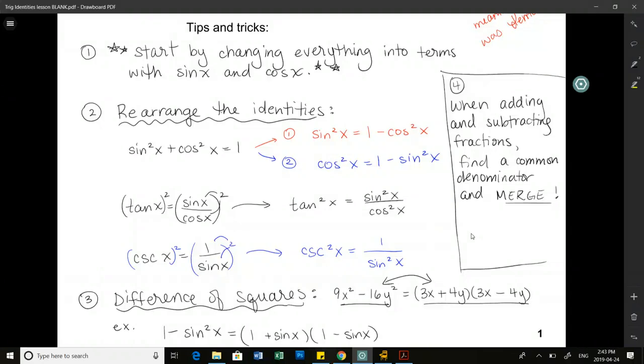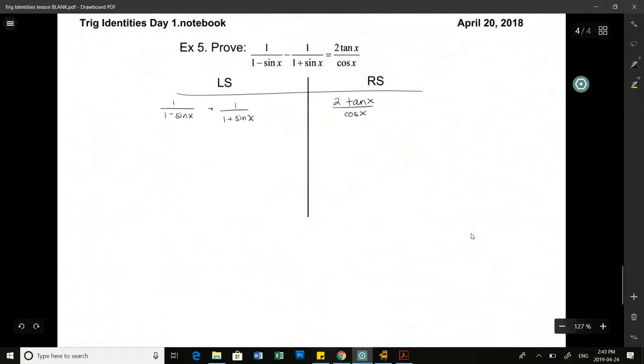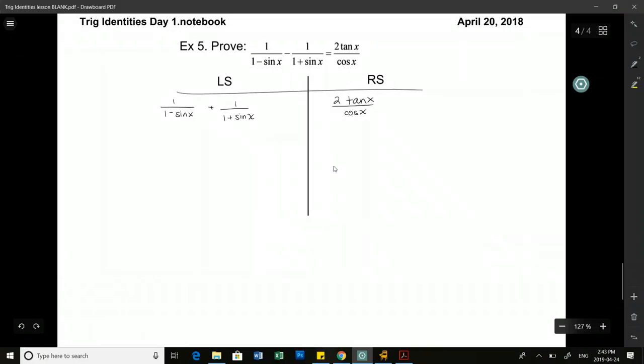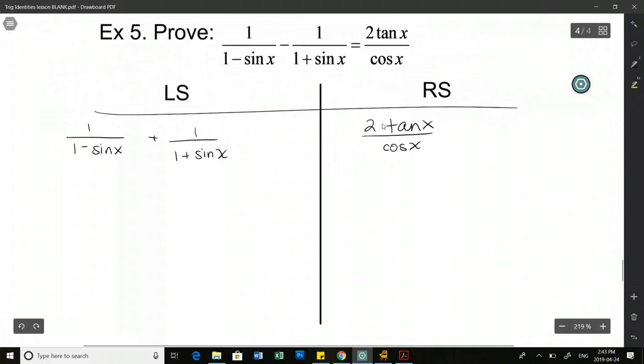Okay, so let's skip down to the bottom. Is everyone okay if I scroll here? We're okay? Okay, so first things first, do we have everything in terms of sine and cosine? No. Okay, so I'm going to start over here. What can we do to make the tan x in terms of sine and cosine? Tan x equals sine x over cos x. Yes, tan x equals sine x over cos x. So we're going to replace that with its identity from our sheet.